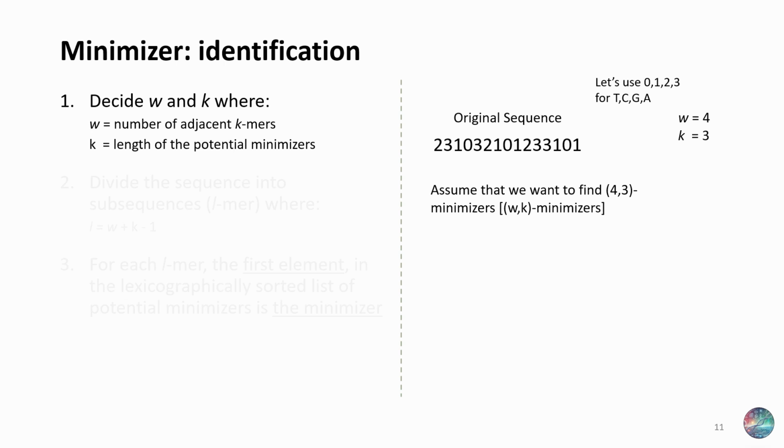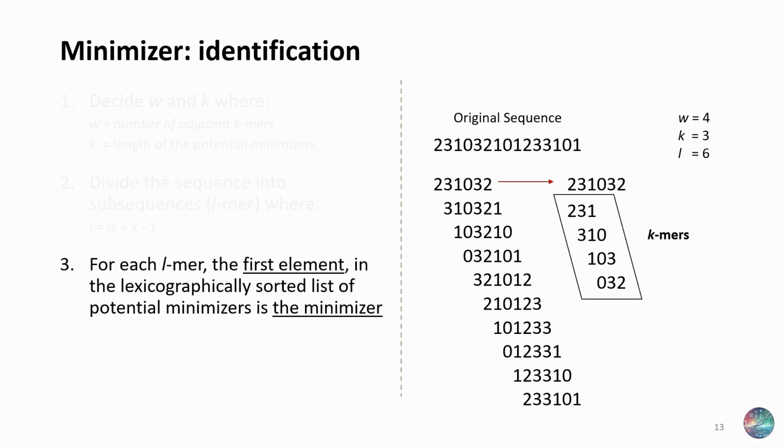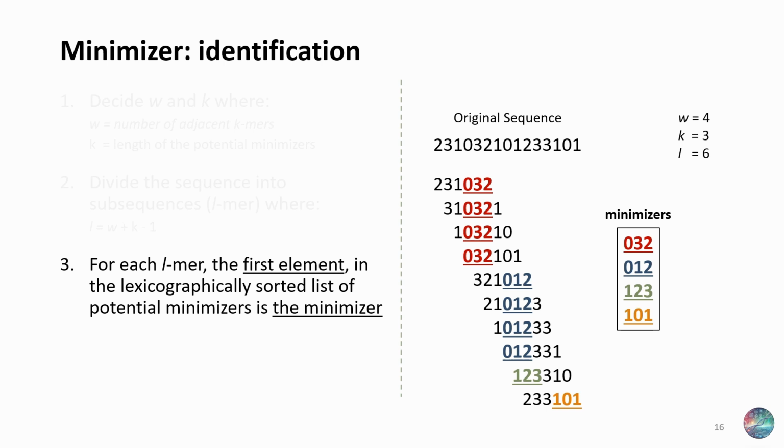We then divide the sequences into subsequences, here termed as L-mers, with the length L, where length L is the sum of W and K minus 1. The right-hand side shows the subsequences with length 6, or the L-mers. Each L-mer will then be divided into k-mers, in this case with a length of 3, after which we sort them lexicographically. The smallest or the first k-mer is our minimizer for this particular subsequence or L-mer. By doing this to these 10 L-mers, we find 4 minimizers to represent them.